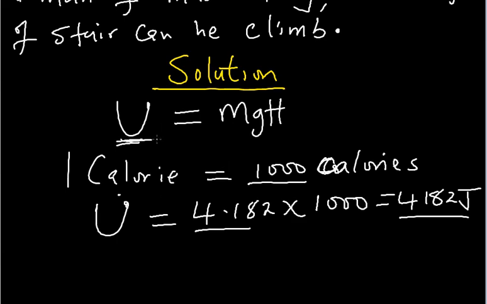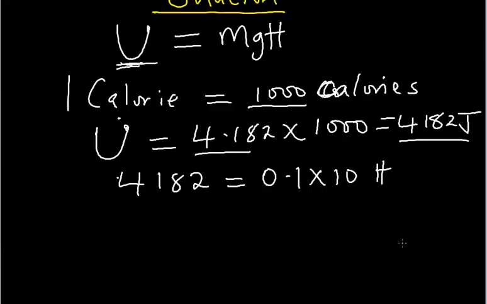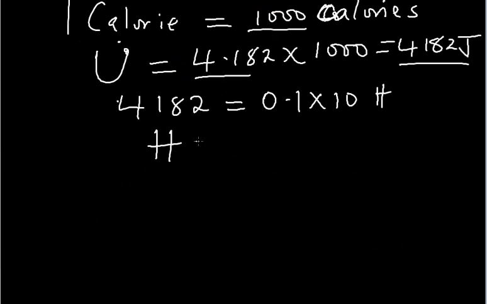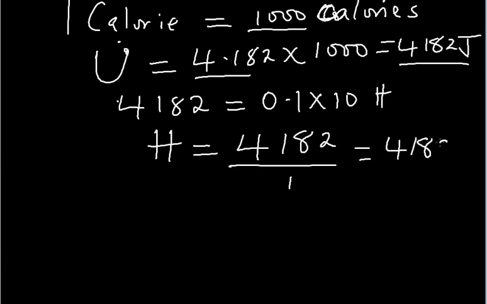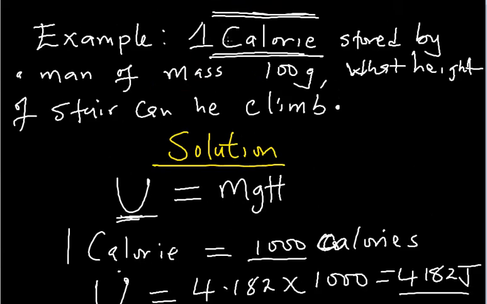So with 4182 joule, we can equate this: 4182 is equal to the mass of the man, which is 100 grams. Convert the 100 grams to kilograms, divide by 1000, that's going to be 0.1. Multiply by the acceleration due to gravity, which is 10. Then, of course, that's the height the man can actually climb. So to get the height, I'm going to have 4182 divided by 1. So invariably this man will be able to climb 4182 meters of stairs with this stored amount of energy.